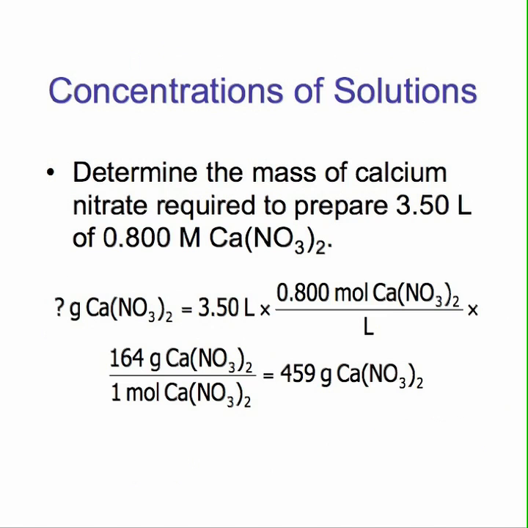Another typical question is determine the mass of calcium nitrate required to prepare 3.5 liters of 0.8 molar calcium nitrate solution. So again, liters times molarity gives us moles. So 3.5 liters times 0.8 moles of calcium nitrate per liter. This gives us moles of calcium nitrate, and then we convert to mass by multiplying by the molecular mass of calcium nitrate, 164 grams of calcium nitrate per mole of calcium nitrate. This gives us 459 grams of calcium nitrate. So if we took 459 grams of calcium nitrate and dissolved it in a total volume of 3.5 liters, the molarity of the resulting solution would be 0.8 molar.